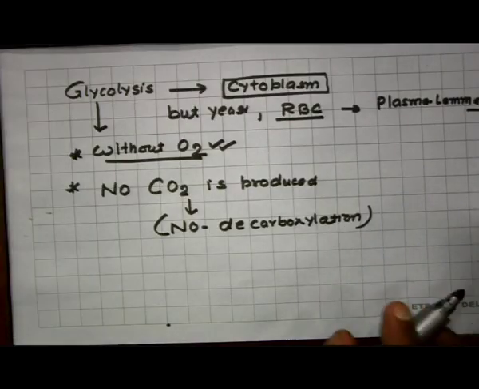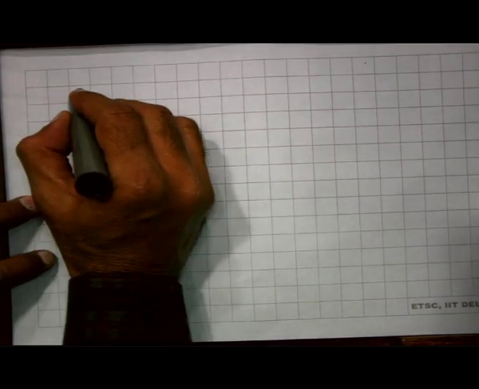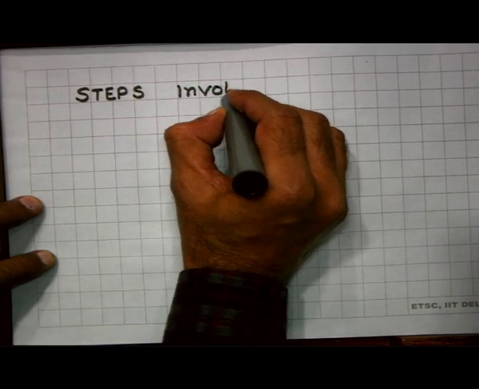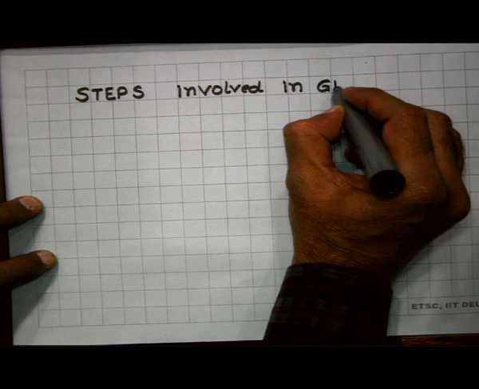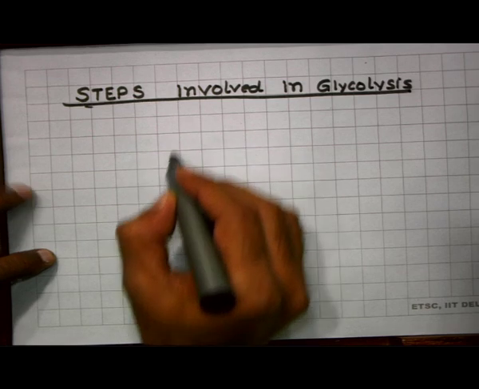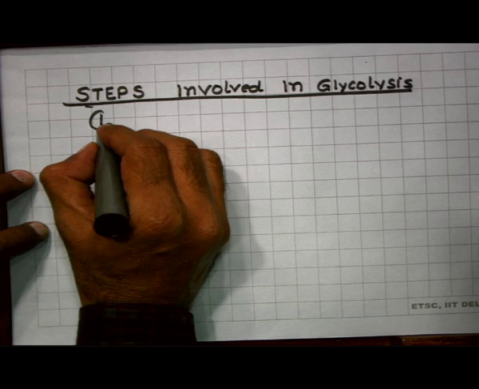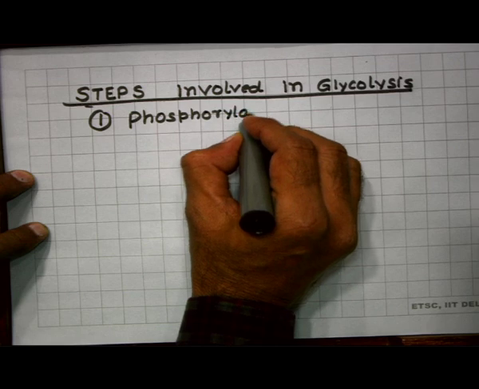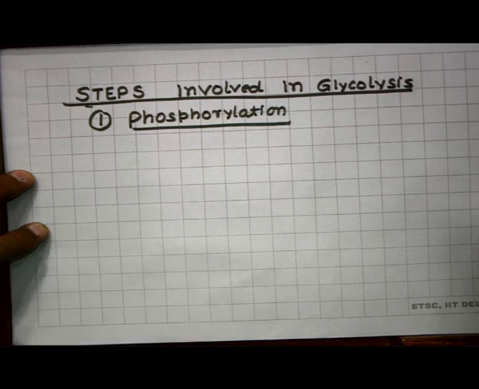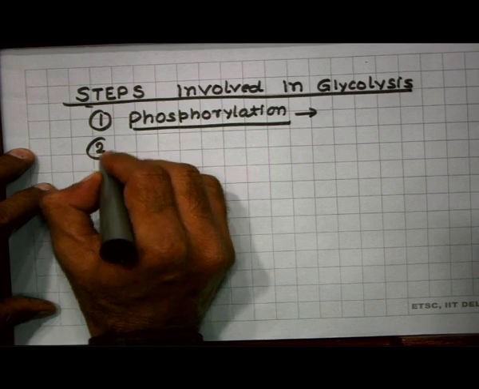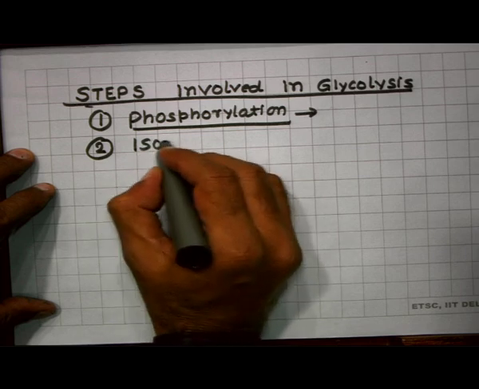Now, there are various types of steps in glycolysis. Mainly there are 10 steps. Now, first let us discuss the steps involved in glycolysis. The first step is called phosphorylation. As we have discussed, phosphorylation means formation of ATP or consumption of ATP.